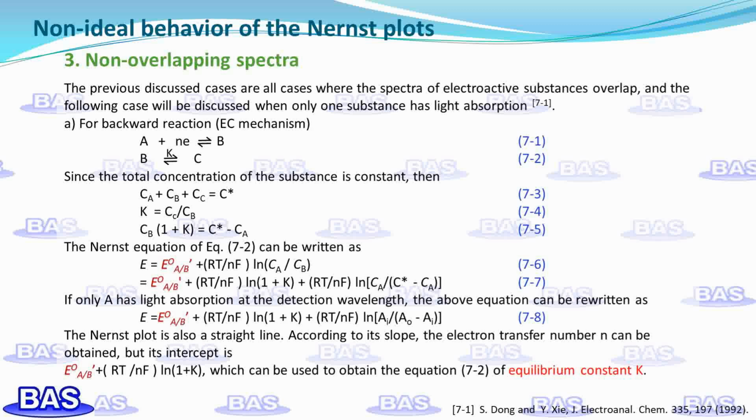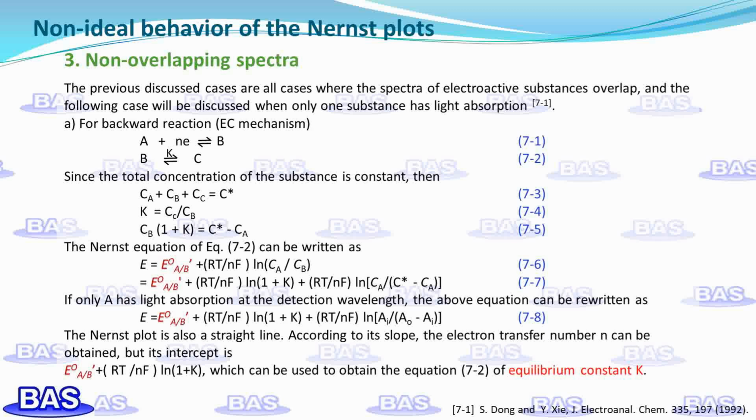If only substance A has light absorption at the detection wavelength, the above equation can be rewritten as equation 7.8, expressed in terms of absorbance instead of concentration. The Nernst plotting is also a straight line, and the electron transfer number n can be found according to its slope, but its intercept is. From which the equilibrium constant K of equation 7.2 can be found.